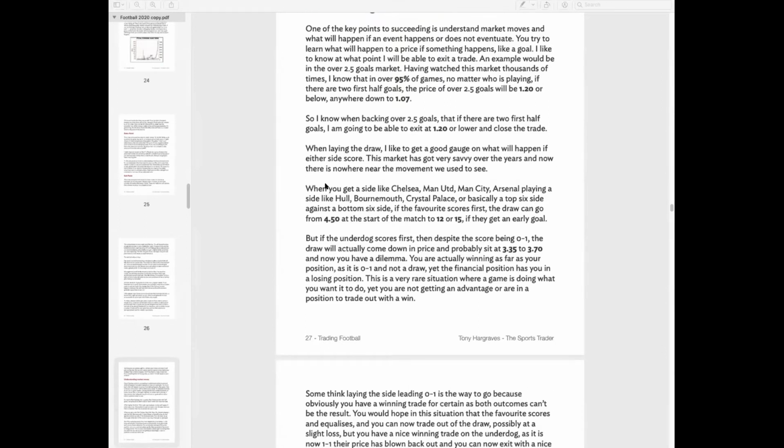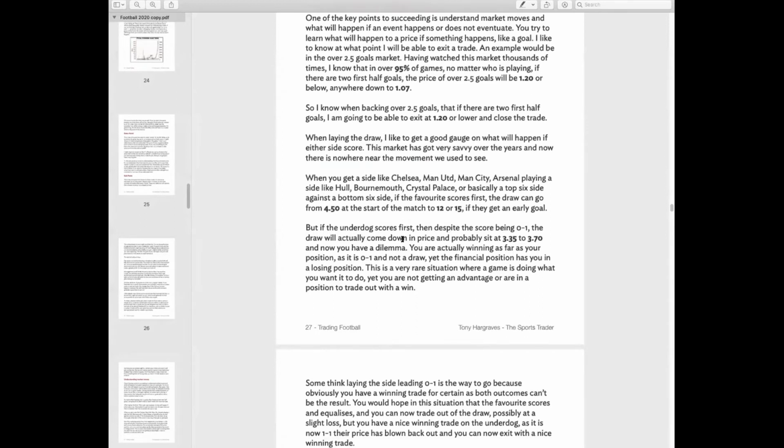So it's not that hard to keep a handle on what's happening or what's likely to happen. So like I've just said, when laying the draw, I like to get a good gauge on what will happen if either side score. This market has got really clever over the last few years and is nowhere near the movement we used to see.